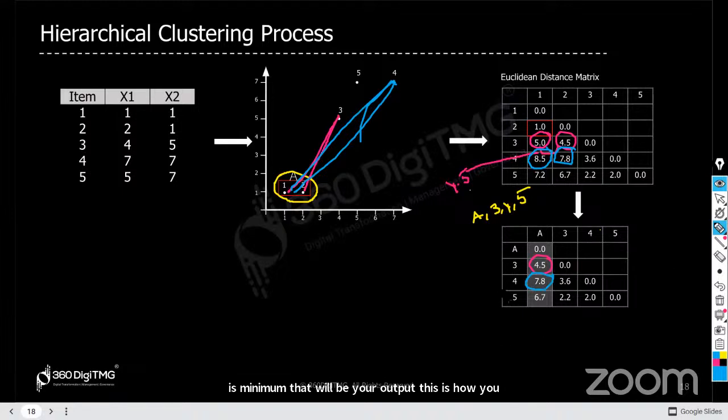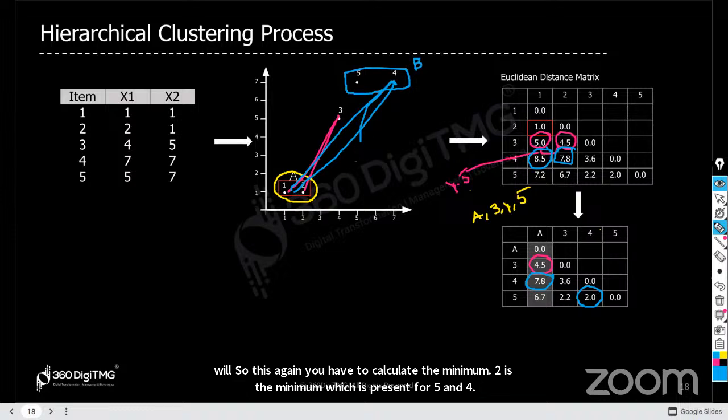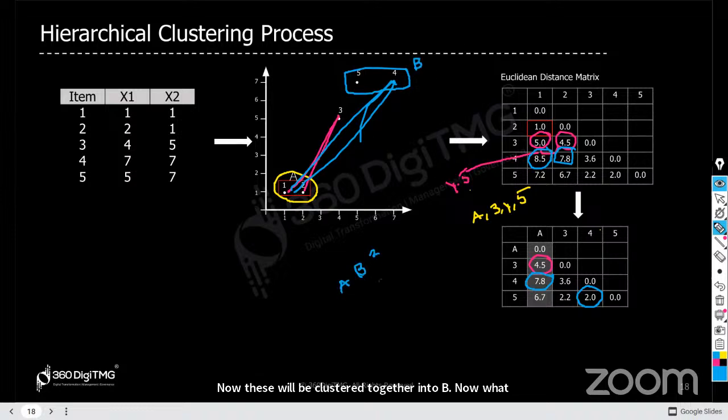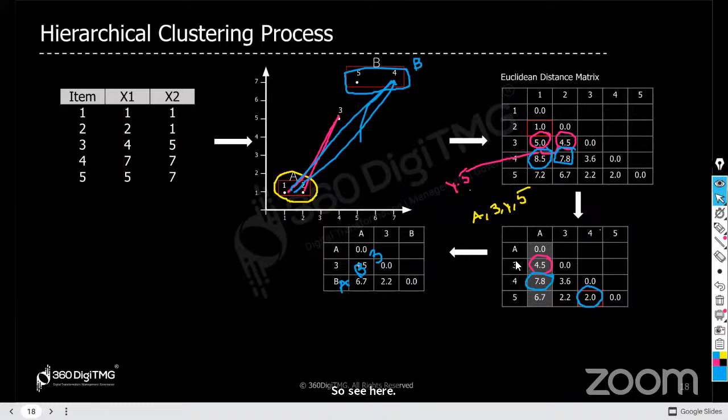And out of these, again, you have to calculate the minimum. 2 is the minimum, which is present for 5 and 4. Now, these will be clustered together into B. Now, what you will have? You will have A, you will have B, and you will have 3. Now, this is the minimum. Now, you will have only A, B, and 3. That is how you have to find out the distance.